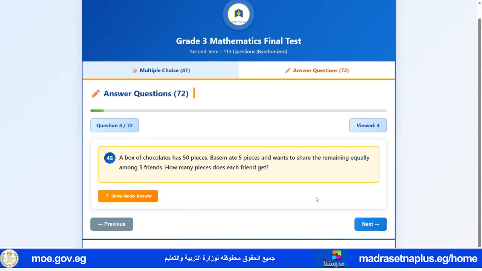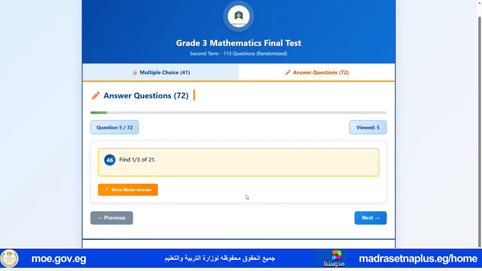A box of chocolate has 50 pieces. Pass him 5 pieces. He wanted to share the left equally. Okay. Total 50. Cancel 5 for pass him. So the left is what? 50 minus 5. It will be 45. 45 divided again by what? By 5 to get the share of each one. That is what? It will be 9. Yes.